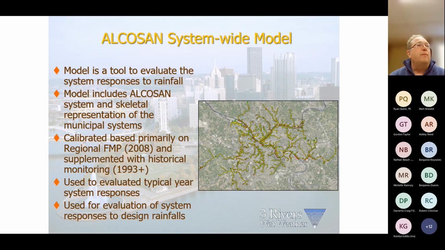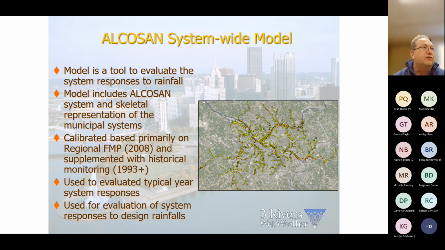So where we started with all the models that we've been providing to all the municipalities is the Alcosan system-wide model for existing conditions. Keep in mind, a model is a tool to evaluate the system responses to rainfall. It includes the Alcosan system and a skeletal representation of the municipal collection systems. So depending on your needs, there may be times that you need to expand that model if you have areas of your system you want to evaluate further and it's farther up in the system than what's represented in the model. That just means you need to look to pull that information and expand the hydraulic representation.